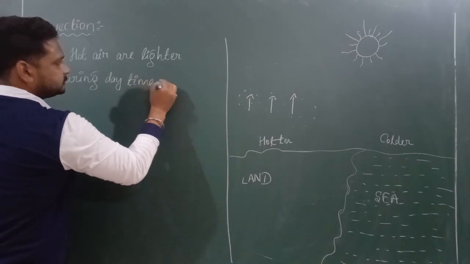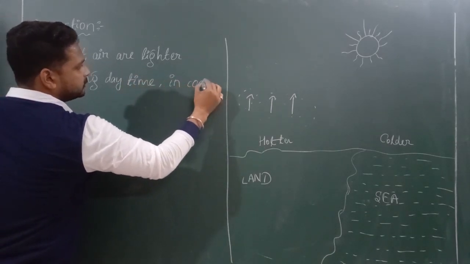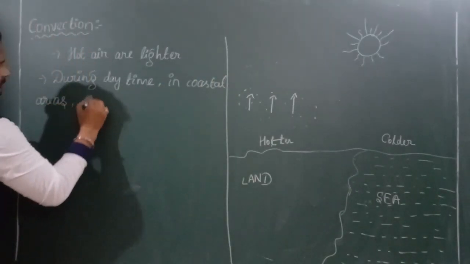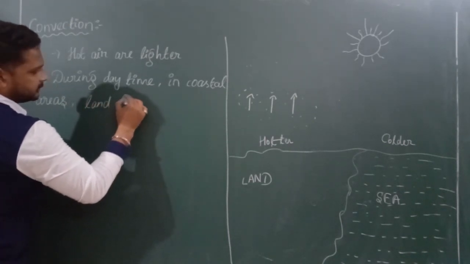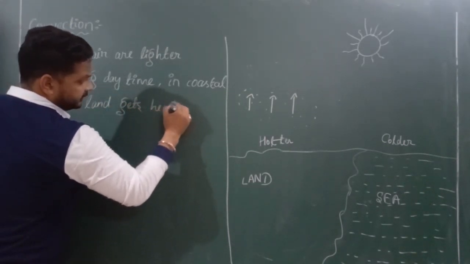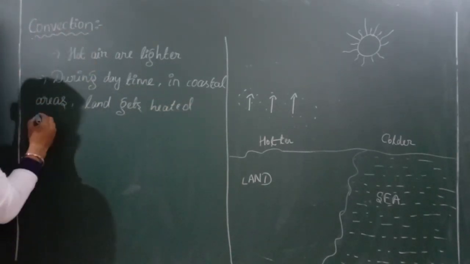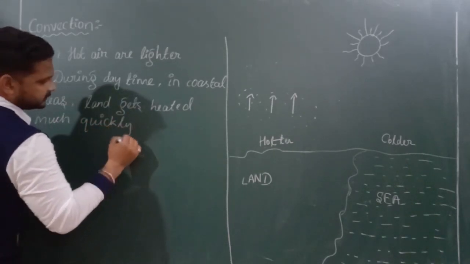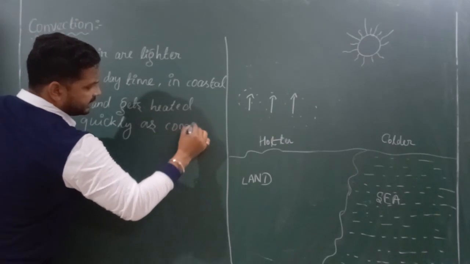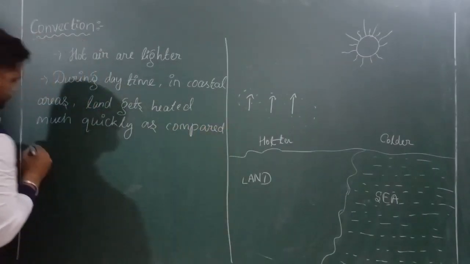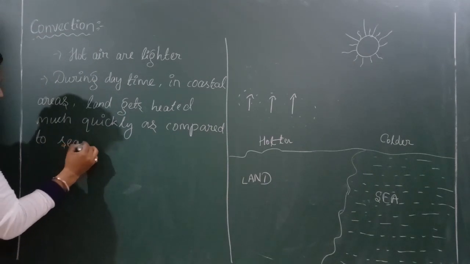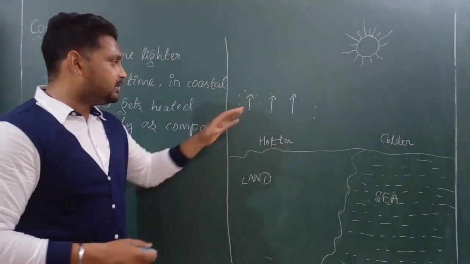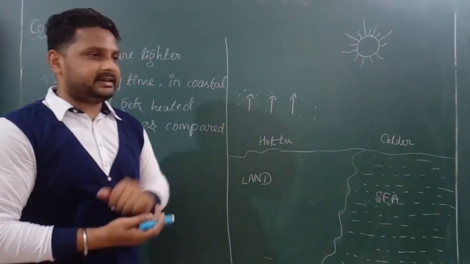So we can say that during the daytime, in coastal areas, the land gets heated much more quickly as compared to the sea. The air absorbs the heat from the land and also gets heated up, so it becomes lighter.